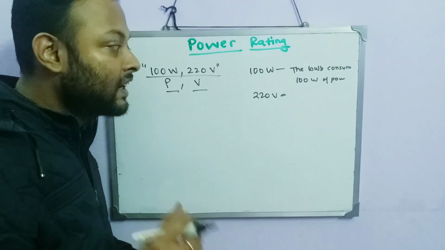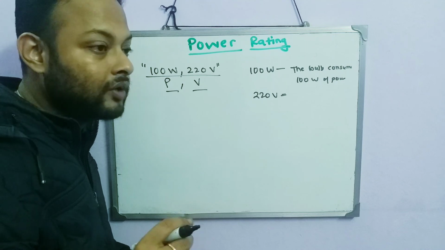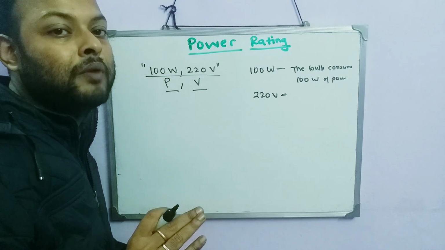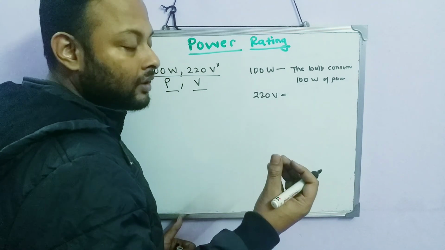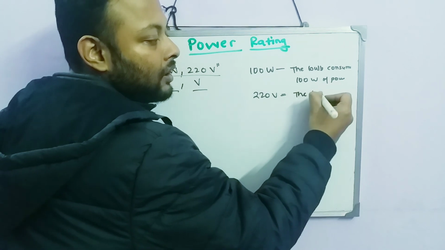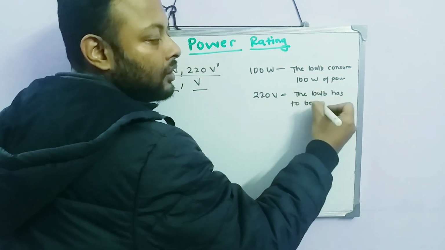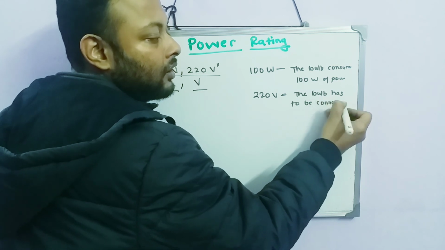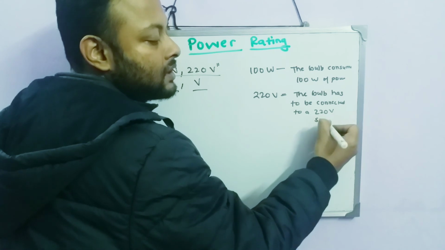And 220 volt means that if the bulb is connected to a 220 volt supply, a potential difference of 220 volt, then only the bulb will glow. So the bulb will switch on when it is connected to a 220 volt supply.